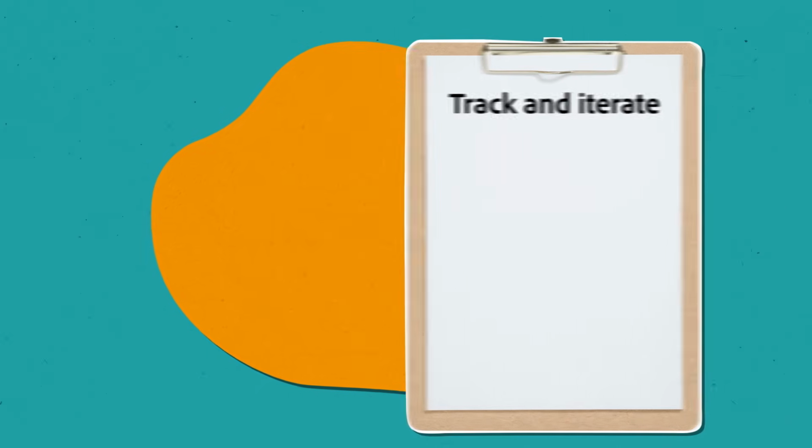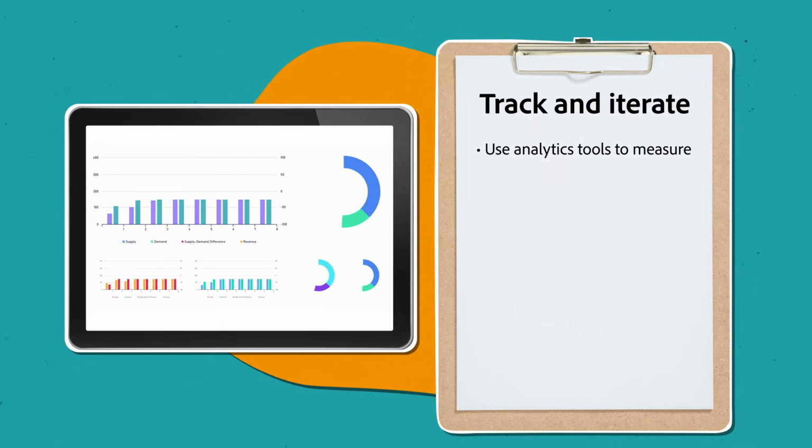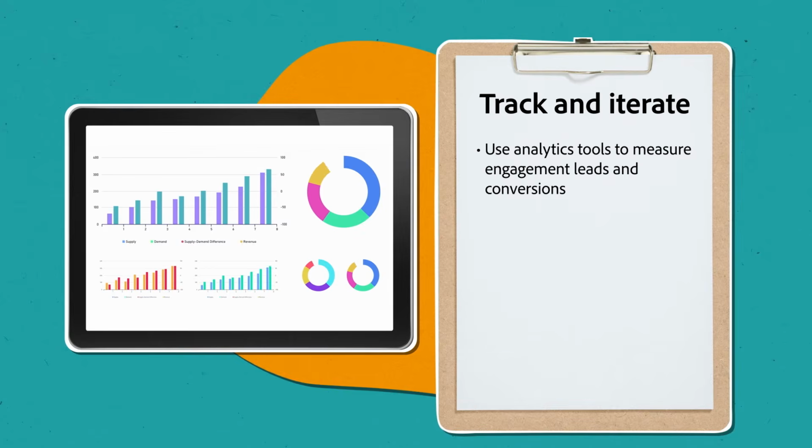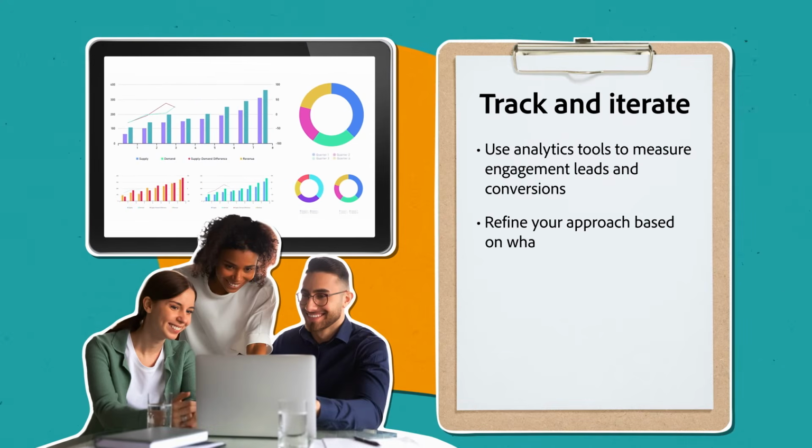Track and iterate. Use analytics tools to measure engagement, leads, and conversions. Refine your approach based on what works and what doesn't. Integrated content strategy is ongoing, not a one-and-done task.